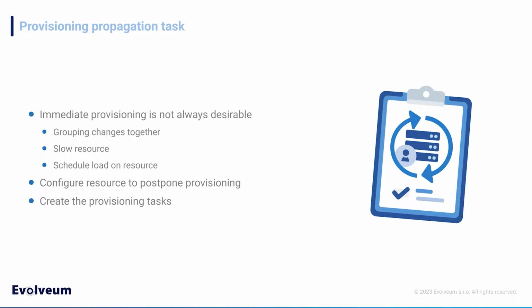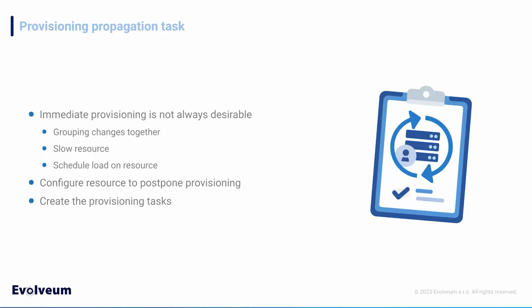And now I'm getting to one special task. It's called the provisioning propagation task. This might be useful in some corner cases, because as I was explaining, the general principle is immediate provisioning. But there are some situations where this is not desirable. For example, your resource cannot process individual changes very fast, or there is some event after a change where you need to execute some process to properly get this change applied.